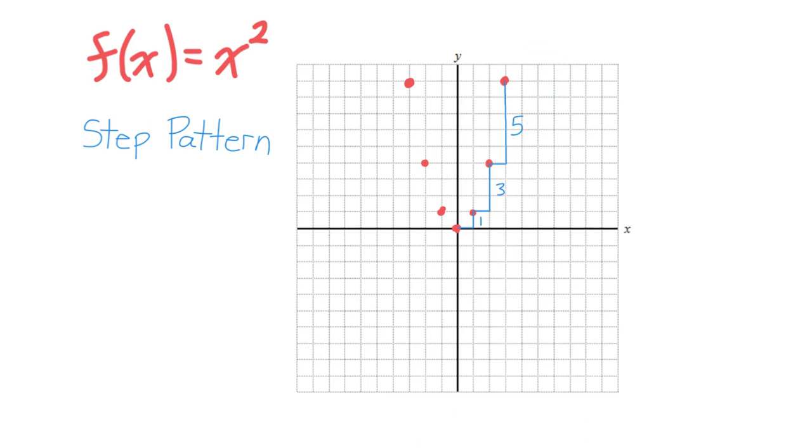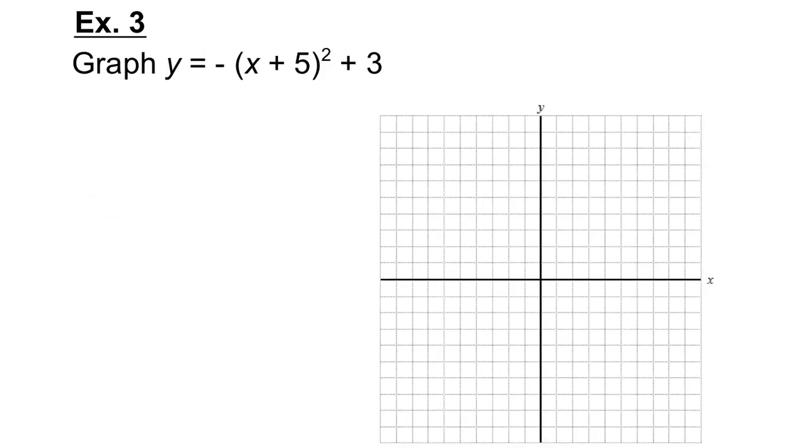Just a list of the odd numbers. So keep this idea in your mind as we go through how to graph these quadratic functions. When I say step pattern, have the numbers 1, 3, 5 in your mind. That's the basic step pattern that the parent function follows. So when I get to an example like this, I can actually graph it.